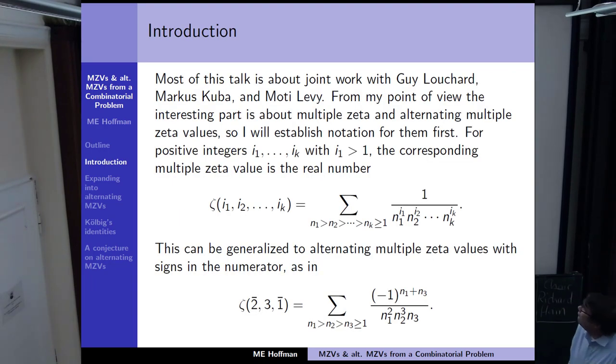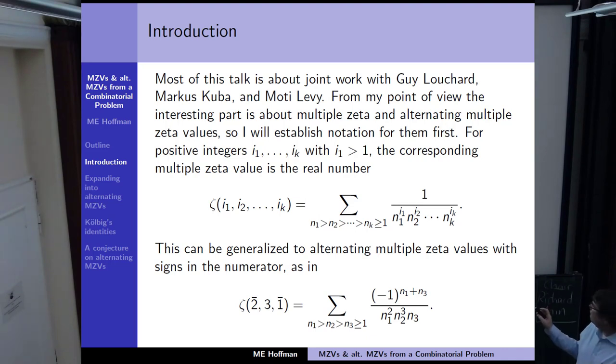All right, so most of this talk is joint with Guy Louchard, Marcus Kuba, Moti Levy. First thing I want to do is just establish notation for multiple zeta values. So I think everybody here knows about multiple zeta values, but I use the convention where N1 is the biggest one. So zeta 2-1 converges, and zeta 1-2-1 doesn't, but okay.